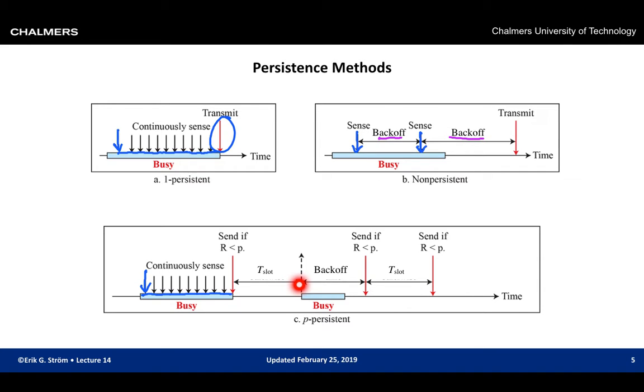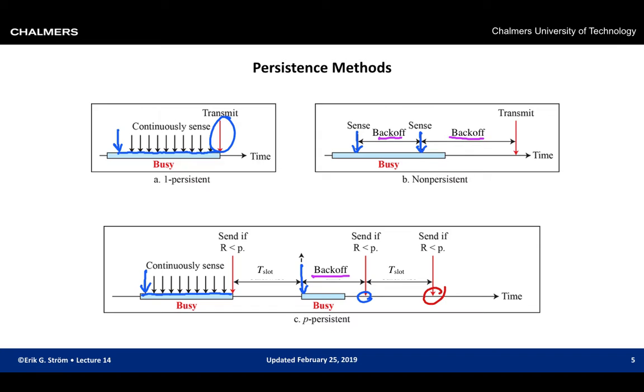Then we repeat the sensing, and at this particular point in time the channel is busy, so we back off a random time, and after the back off we sense the channel. Now we flip a coin again, and with probability p we transmit. We did not, so we wait another t-slot, flip a coin again, perhaps wait another t-slot, flip a coin again. Eventually the coin will be flipped such that we transmit. In this case it happens to be at this point in time.